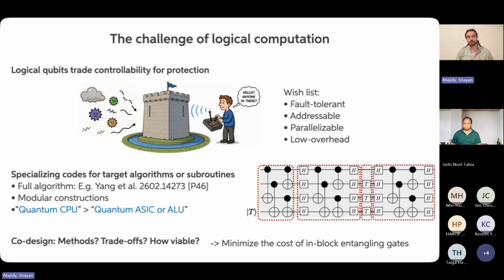And that's where this work comes in. Our focus here is minimizing the cost of in-block entangling gates. So within a code block, we want to specialize codes to make entangling gates within the code block as cheap as possible. And we're going to address these different questions as we go. But first, what is the minimum cost? How cheap can you possibly make a logical entangling gate?